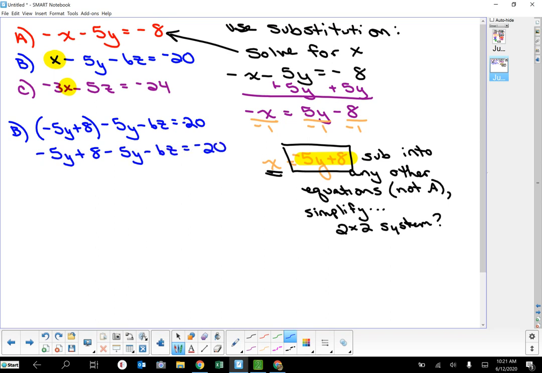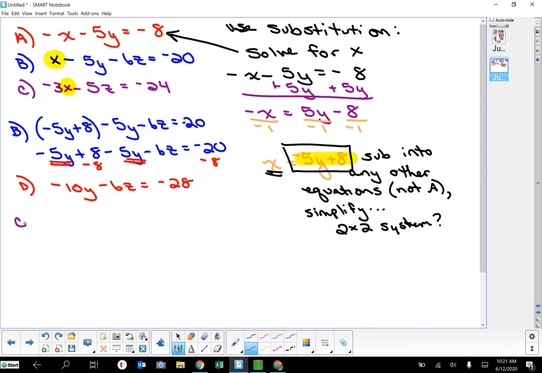Move any constants to the other side. So that means I'm going to subtract this 8 off of both sides and combine any like terms. Negative 5y and negative 5y is negative 10y minus 6z equals negative 28. And essentially, again, this becomes equation D. And we'll come back to that in a minute.